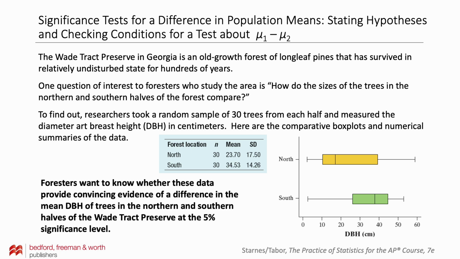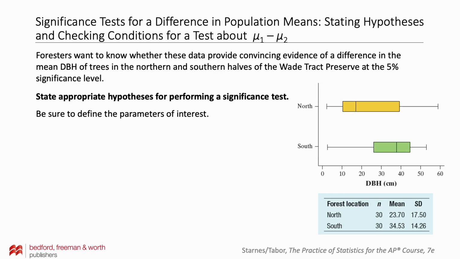Foresters want to know whether the data provide convincing evidence of a difference in the mean DBH, which is the diameter at breast height, of trees in the northern and southern halves of the Wade Tract Preserve at the 5% significance level. So we're going to go ahead and do our 4-step process. We're going to do the hypotheses first.